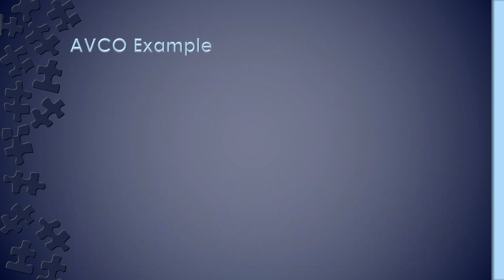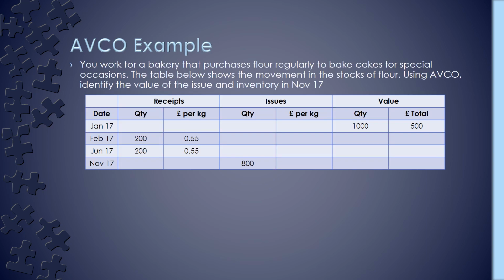Okay, so let's take a look at an example then for AVCO. So I've just written a question here, just a basic question. We are working in a bakery that purchases flour regularly to bake cakes for special occasions. The table below shows the movement in the stocks of flour. Using AVCO, identify the value of the issue and inventory in November 17.